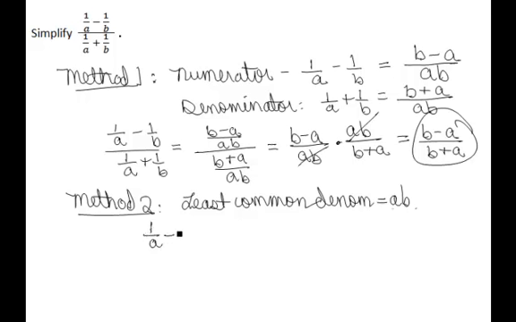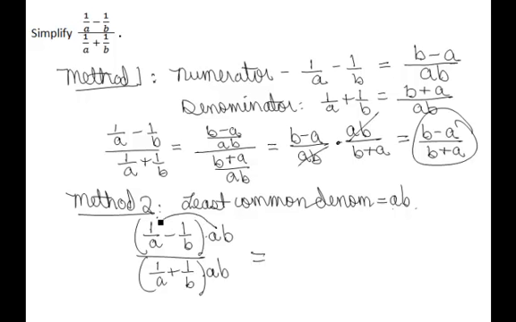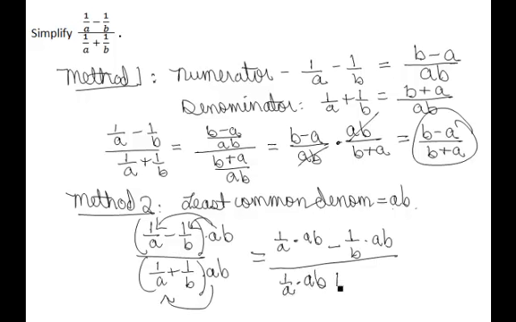So I'm going to take my original fraction and multiply its numerator by a times b, the least common denominator, and its denominator. So that will not change the value of this fraction. Now when I do that, I'm going to have 1 over a times ab minus 1 over b times ab in the numerator, and similarly in the denominator I get 1 over a times ab plus 1 over b times ab.